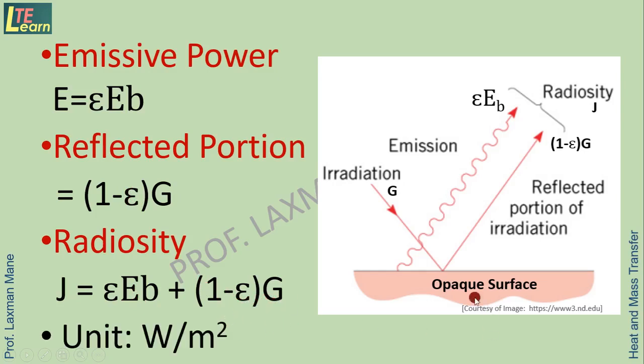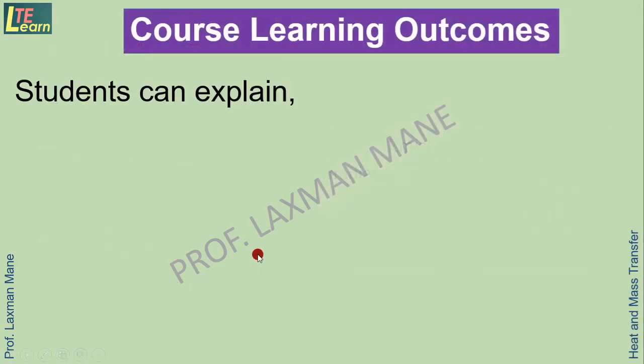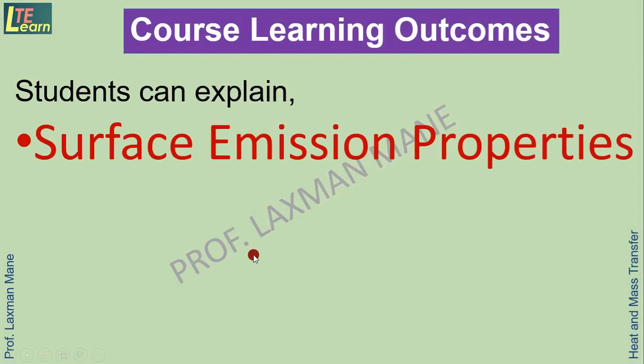The unit of this is watt per meter square, that is the unit of radiosity. Watt per meter square means thermal radiation quantity per unit surface area. So at the end of this session you can explain surface emission properties.